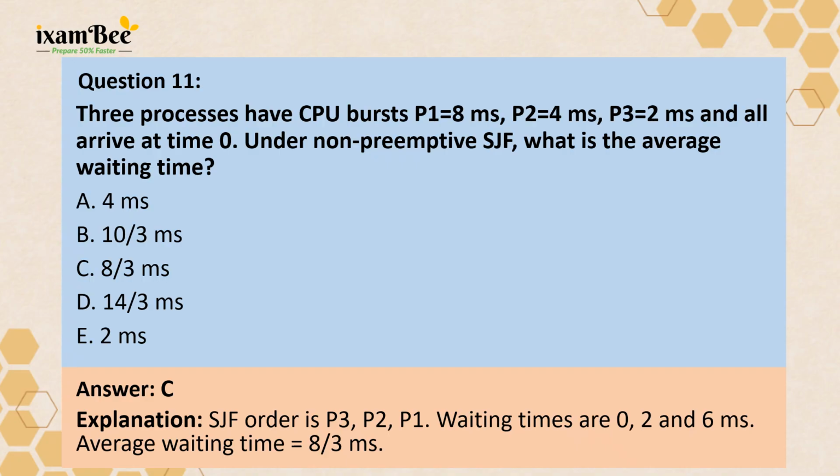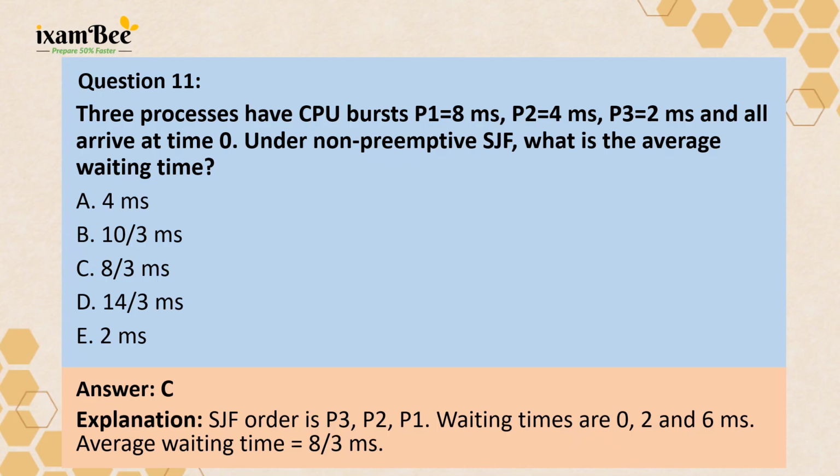Under SJF, since all three processes arrive together at time 0, we simply order them by burst length, shortest first. That gives us P3 with 2 milliseconds, then P2 with 4 milliseconds, and then P1 with 8 milliseconds. Now trace the waiting time for each. P3 runs immediately, so it waits for 0 milliseconds. P2 has to wait for P3 to finish, so it waits for 2 milliseconds.